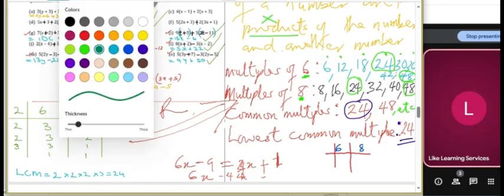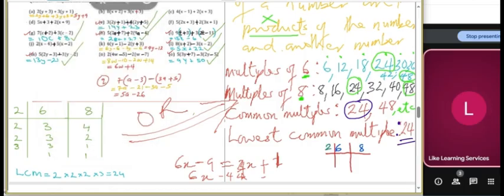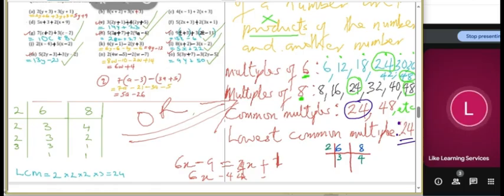So you start dividing with prime numbers. 2 divided into 6 is 3. Divided into 8 is 4. Whatever you're going to use must divide at least one of them. I've used 2. 6 divided by 2 is 3, 8 divided by 2 is 4. Which other number can I use? It's always good to use the lowest one before you start with the higher ones.